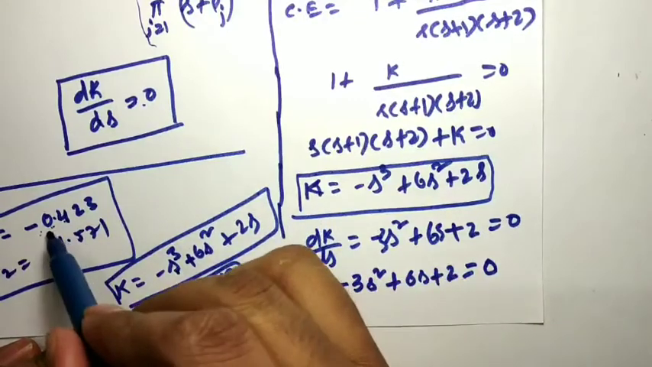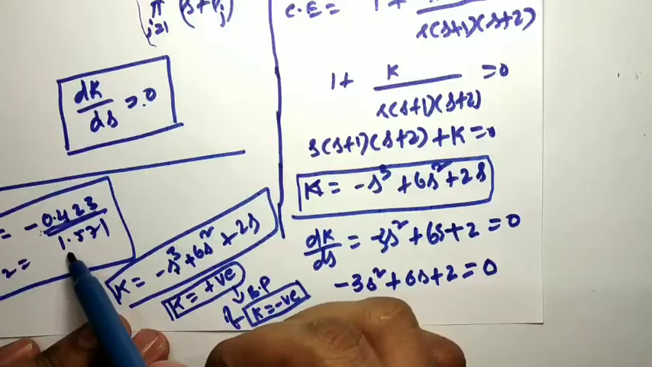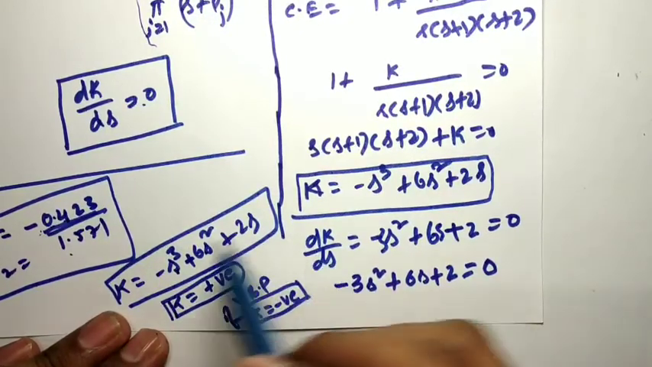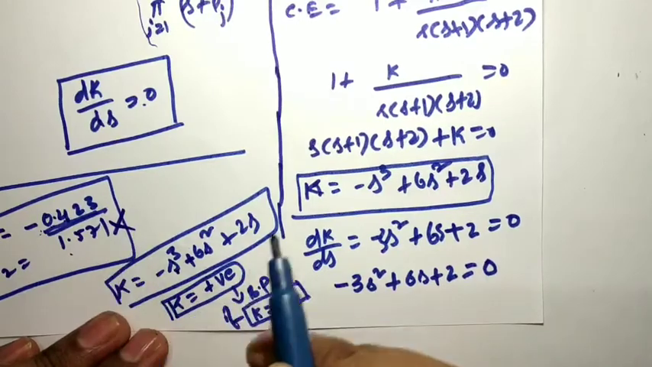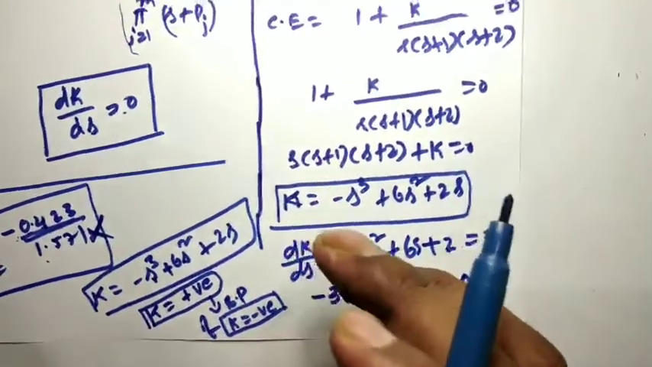So this is on the root locus, this is the breakaway point. If you substitute the other root here and check it, you will not get a positive value, you get a negative value. So this is not on the root locus, this is not the breakaway point.